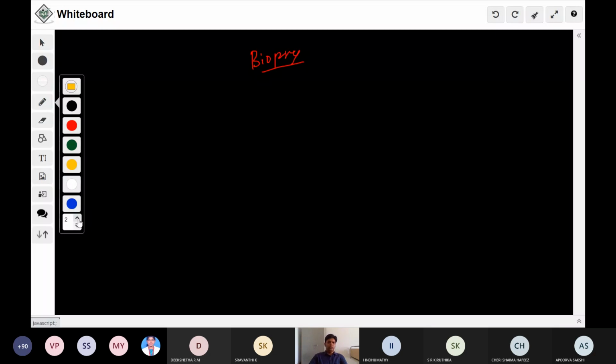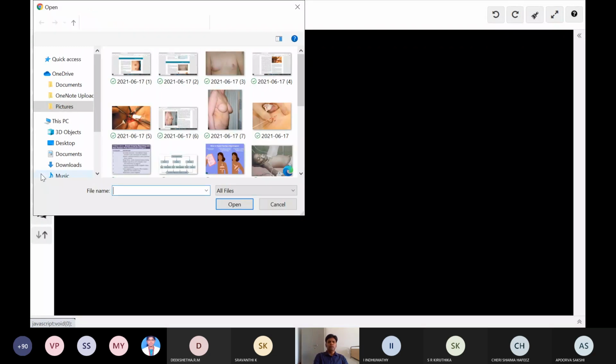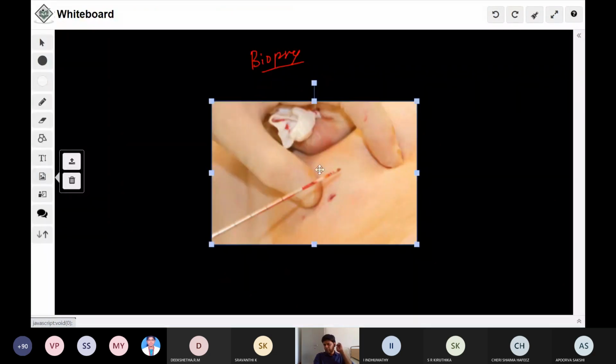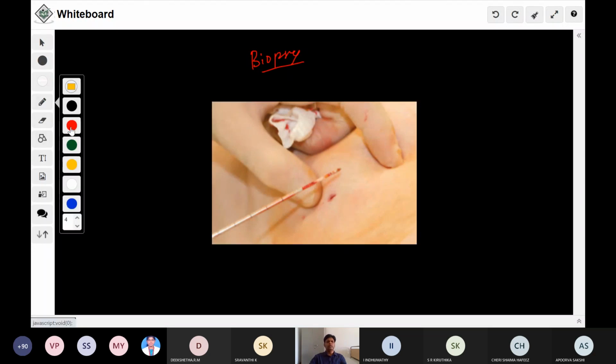The first one is the true cut needle biopsy, or core cut needle biopsy. What is this true cut needle biopsy? This is the needle. TCNB, or you can call it core cut needle biopsy. You can see that this is the needle, and this is the tip of the needle.